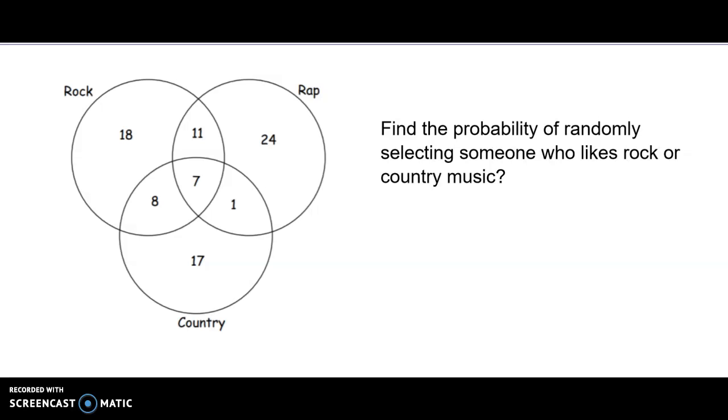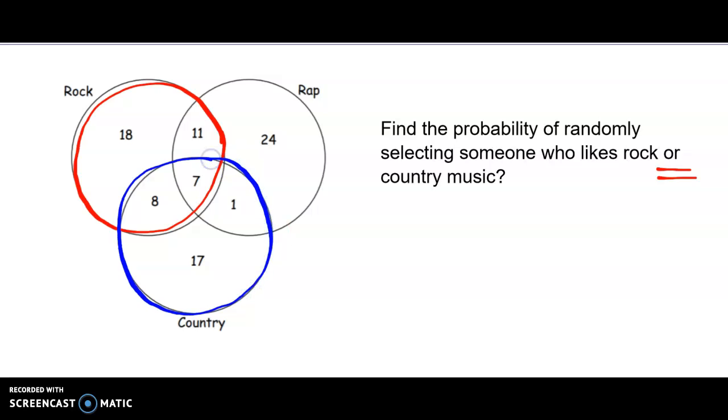All right, we're going to do an example of probability for Venn diagrams with or questions. So we're asked, find the probability of randomly selecting someone who likes rock or country music. To do this, we need the entire circle of rock plus the entire circle of country music. So we want to include everyone because it's an or question.